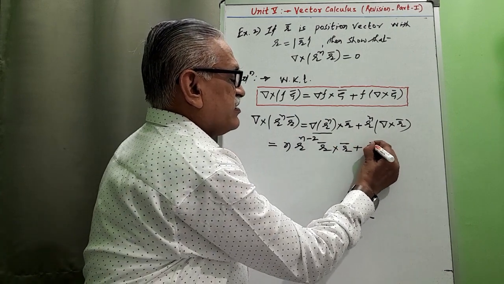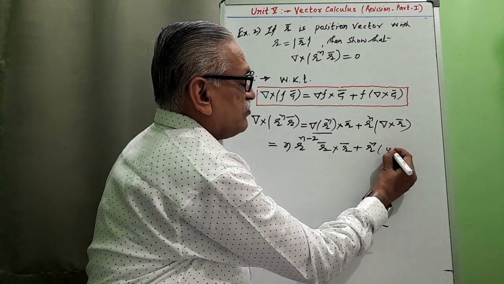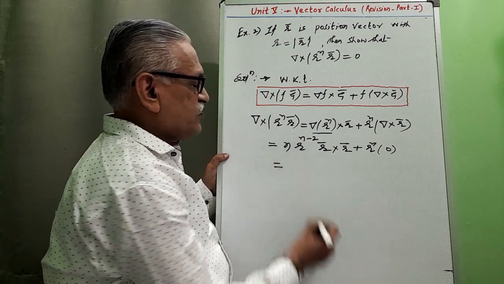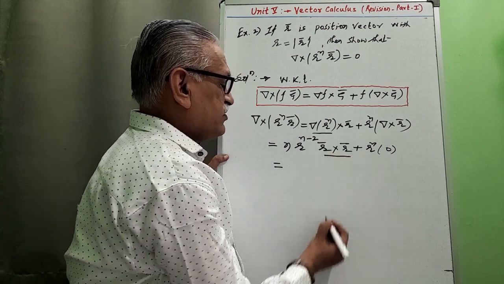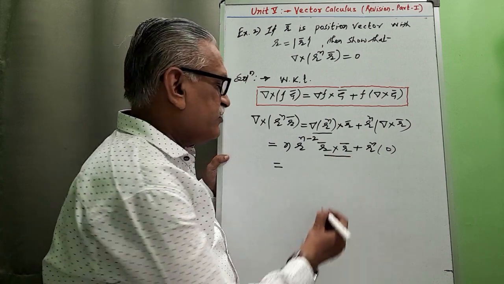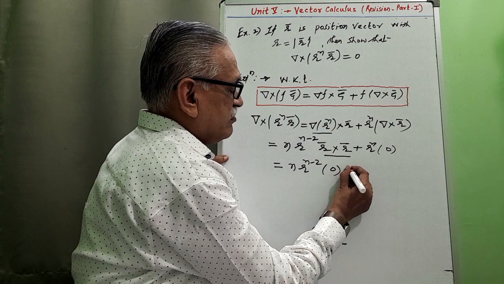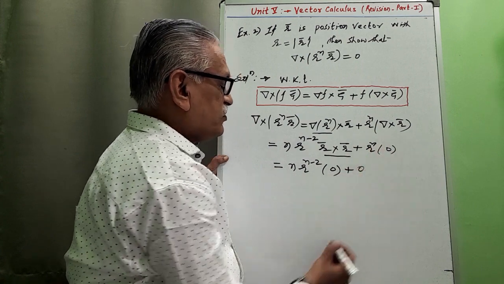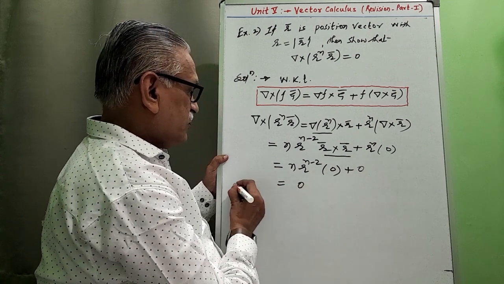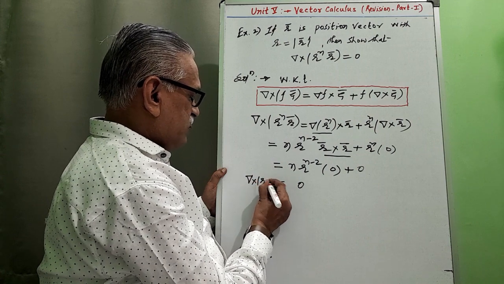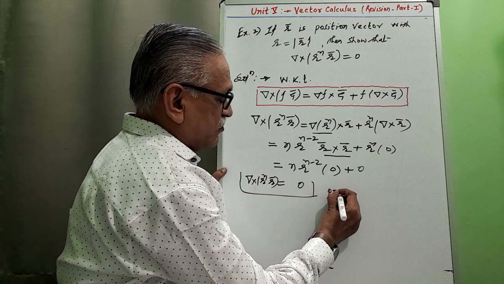plus r raised to n, and the standard value of del cross r bar is 0. Then it equals n r raised to n minus 2 into r bar cross r bar; the value of the cross product of two same vectors is 0, therefore it is n r raised to n minus 2 into 0. 0 multiplied by r raised to n we get 0, 0 into this we get 0, and 0 plus 0 value is 0. Del cross r raised to n into r bar is equal to 0, hence proved.